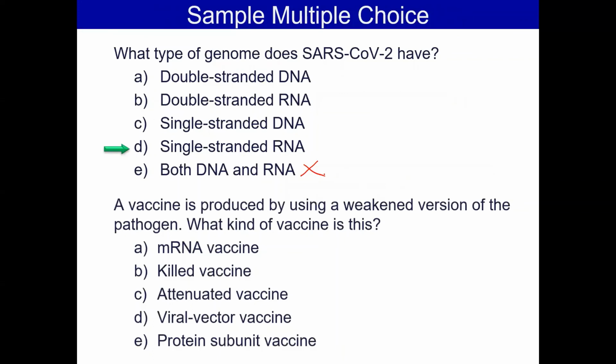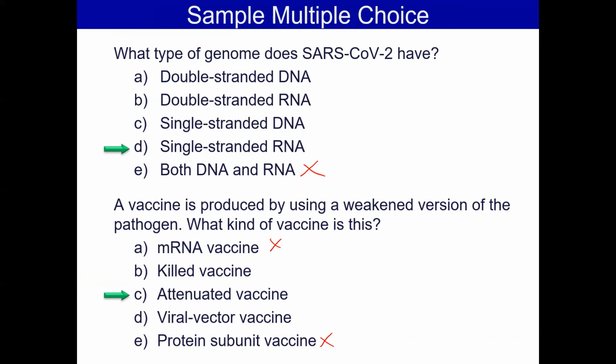We also talked about vaccines, and so this is talking about a particular type of vaccine that is produced using a weakened version of the pathogen. What kind of vaccine is this? So it's definitely not just messenger RNA. It's definitely not just a protein, because those are just parts of the virus. So it's going to be one of these ones here. And hopefully you remember that the word we used for a weakened version of a virus or another pathogen is attenuated, and that means weakened.